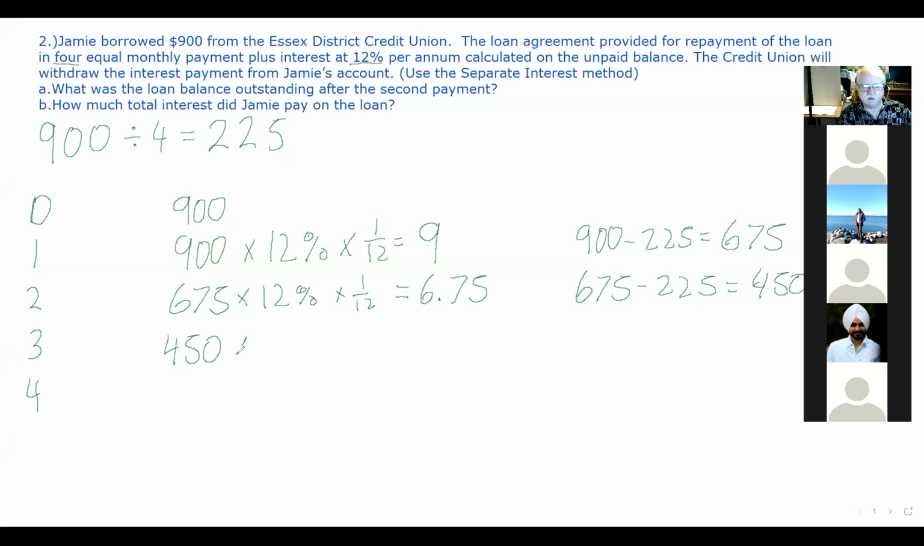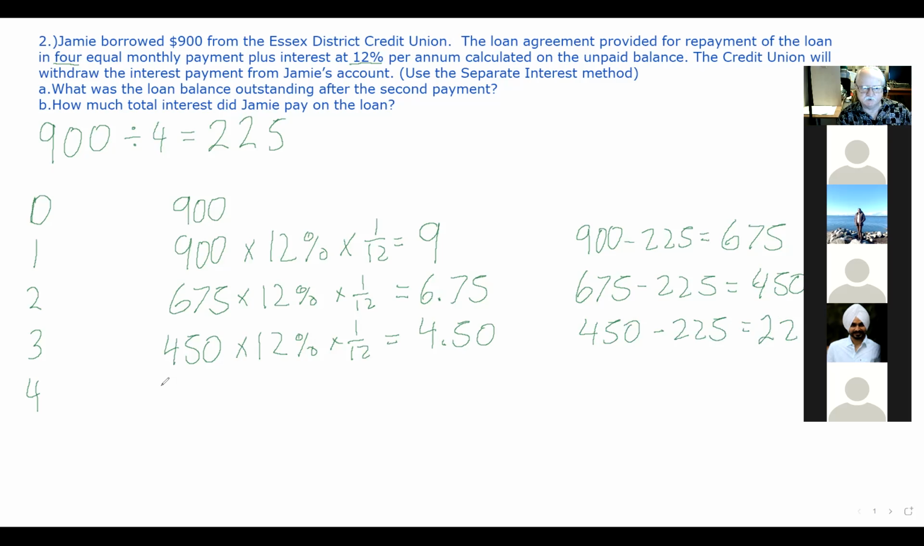So for the next month, there's $450 outstanding at 12% for 1/12 of a year. And how much interest has accrued? And I'm betting it's $450. So they make a payment. So there was $450 outstanding. They paid $225, and now we should be down to $225.